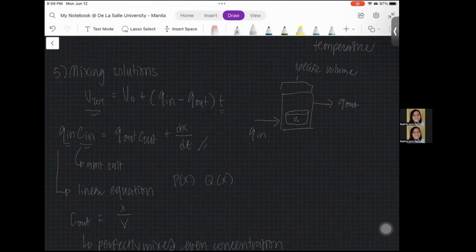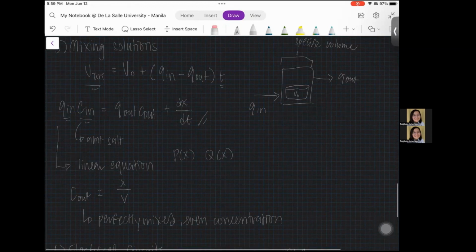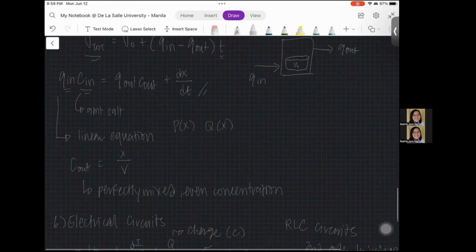Now, usually your vat can have a specific volume, but if there's no specified volume given, you can assume that it is infinite. Lastly, we have the concentration, C, which is x, the amount of salt, over V. This represents that it's perfectly mixed and in even concentration. I will discuss further how to solve for this one.